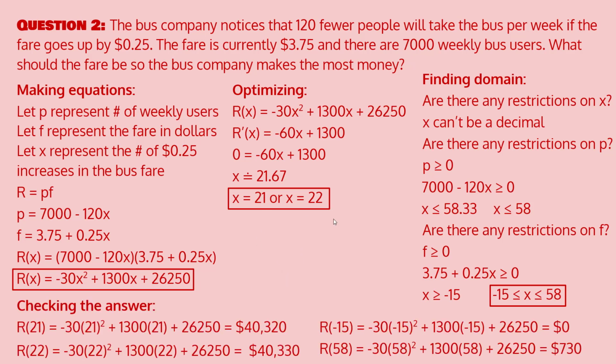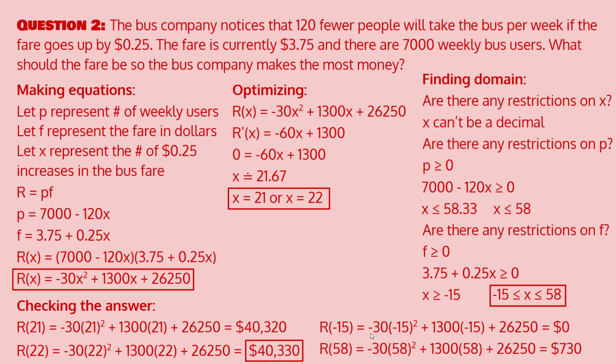I've subbed in these two x values and the endpoints of the domain into the revenue equation. So notice that the 21, 22 give pretty similar values, but actually we get slightly more money when x is 22. So this is going to be the maximum revenue.